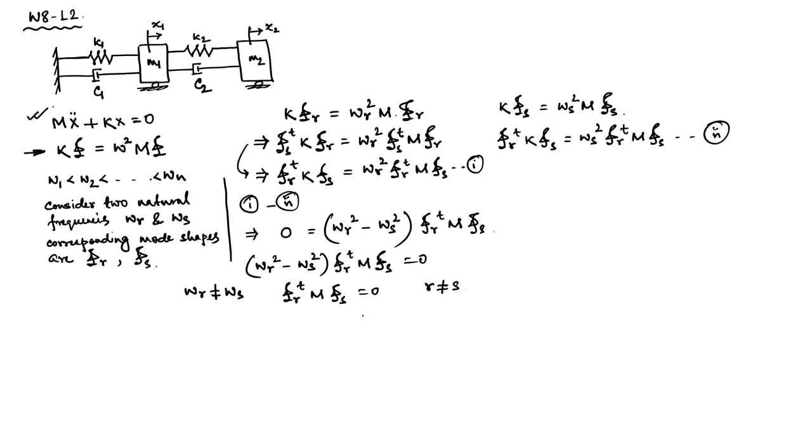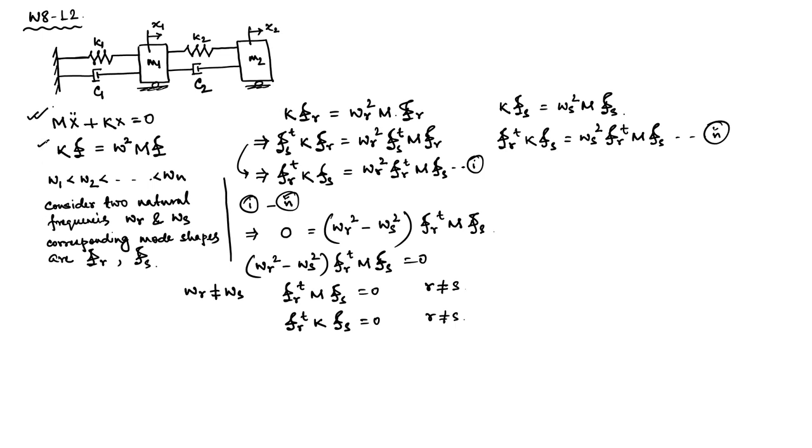And obviously, this solution tells us that phi r transpose k times phi s is also equal to 0 if r is not equal to s. How do you get the second expression? We again go back to the characteristic equation here.